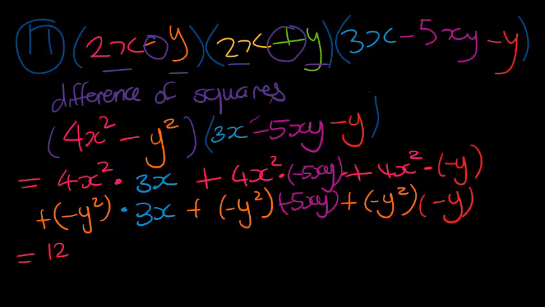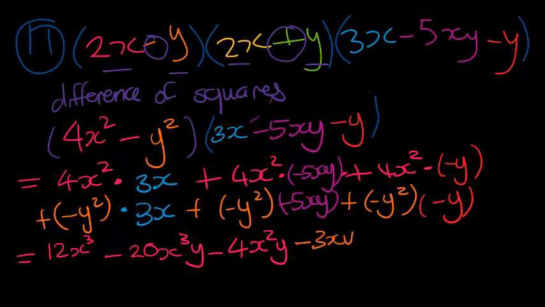4 times 3 is 12x to the power of 3. Plus times minus is minus. 4 times 5 is 20x cubed y. Plus times minus is minus 4x squared y. Minus times plus is minus 3xy squared. Plus times plus, minus times minus is plus.